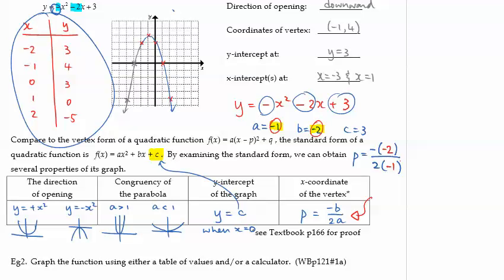Once you have the x value, once you have the x-coordinate of your vertex, you can substitute this number back into your equation, and that will give us the y-coordinate, and that will be the vertex.